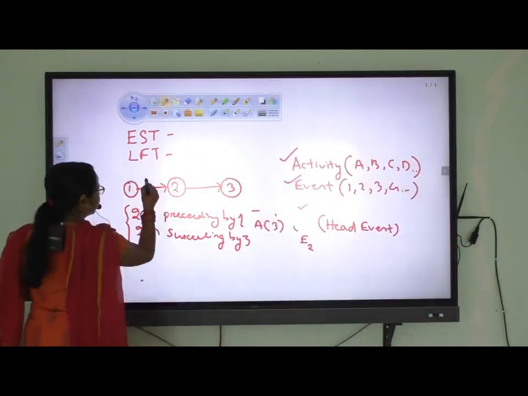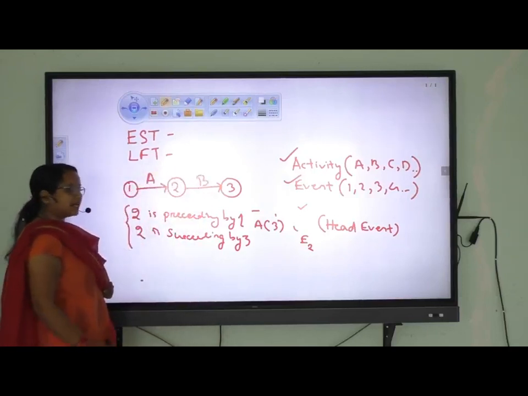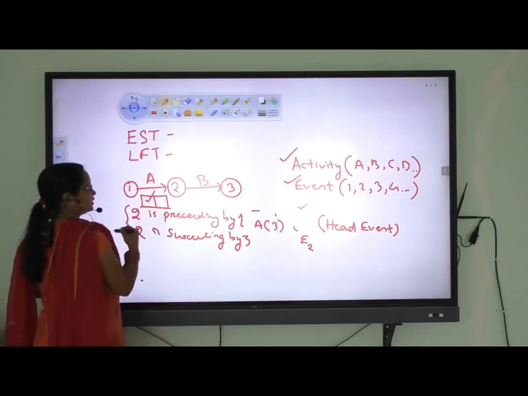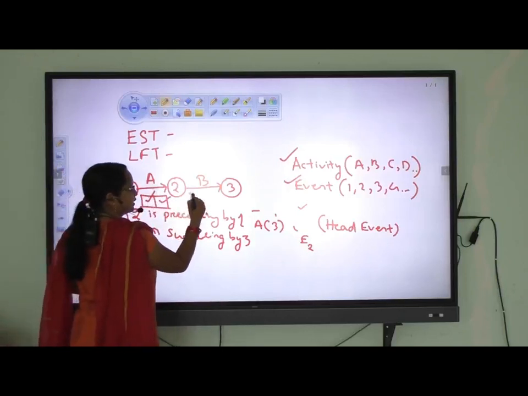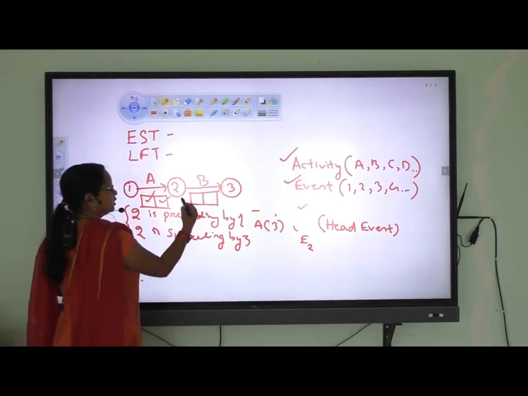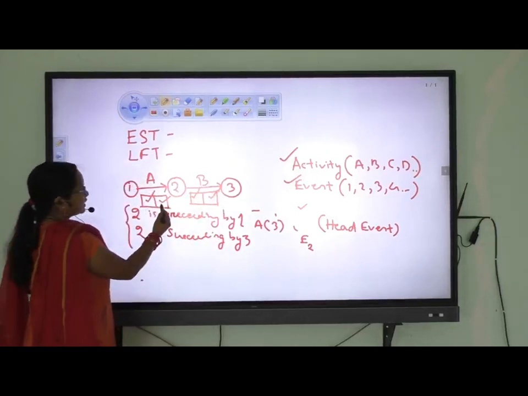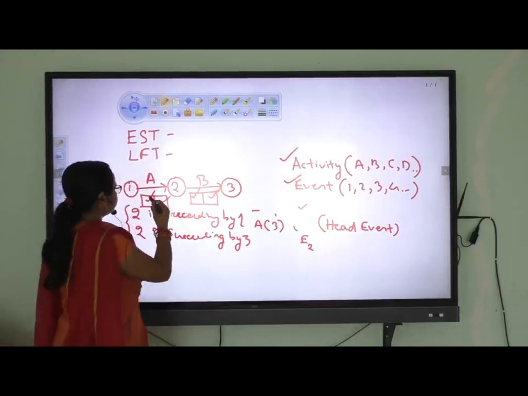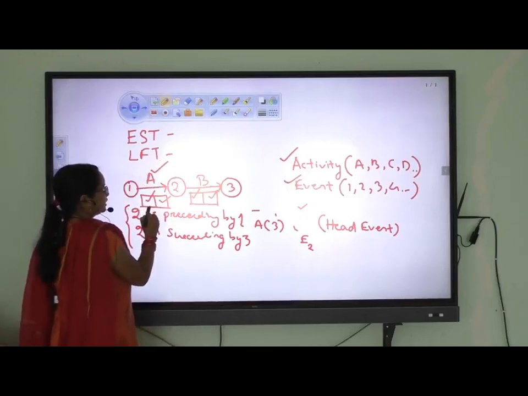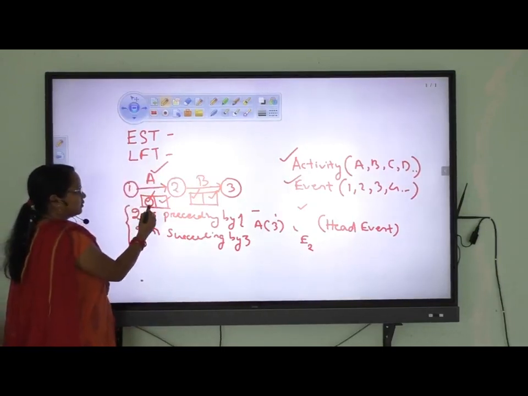Suppose I write here A and write here B. So activity A has 2 parts, here EST, here LFT, like that. If it is activity B, there are also 2 parts, one is EST, another is LFT. If A is the starting activity, the EST of the starting activity is always 0.